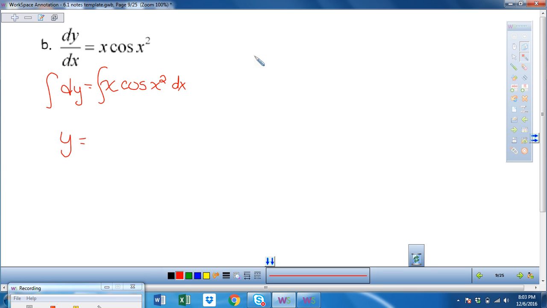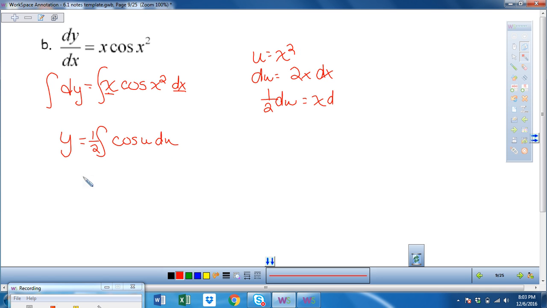Once again, I'm going to have to use u substitution. So u is equal to x squared. du is equal to 2x dx. So 1/2 du is equal to x dx. And I have x dx in my original problem. So I'm integrating 1/2 cosine of u du, which gives me 1/2 sine of u, since the integral of cosine of u is sine u, and u in this case is x squared, plus c. I'm done. Easy peasy.